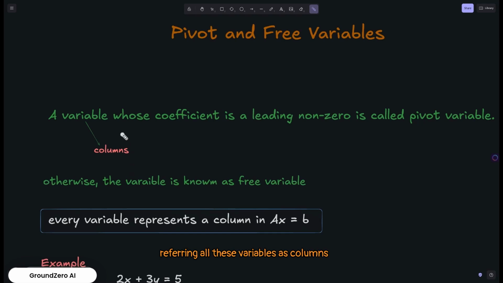So we are referring to these variables as columns only, with leading non-zeros for each row. Otherwise, the variable will be called a free variable. So it's kind of a counterpart of pivot.